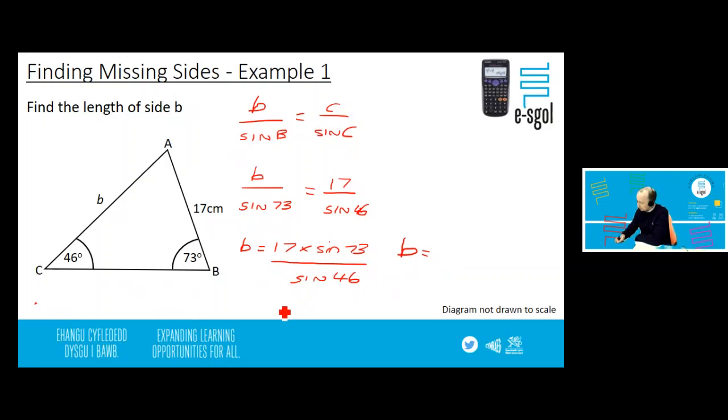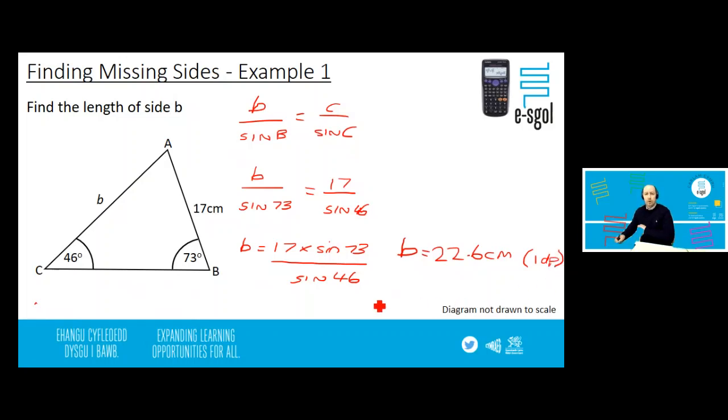I'm going to press equals, divided by the sine of 46, and then I get an answer of 22.6, and the units, of course, are centimeters. And I have rounded that to 1 decimal place. So I should write 1 dp in brackets.